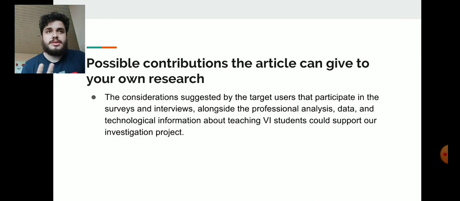For example, one of the students suggested that the colors should be brighter in order to differentiate them from each other, because they maybe have a problem distinguishing between colors, and there is a visual impairment, but that doesn't mean that they can't see. So that is the type of thing that maybe we overlook, and this type of investigation or article helps us to take it into consideration.